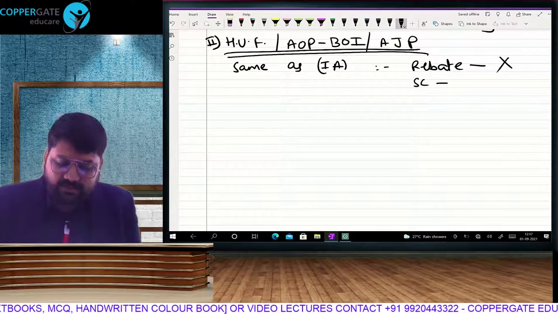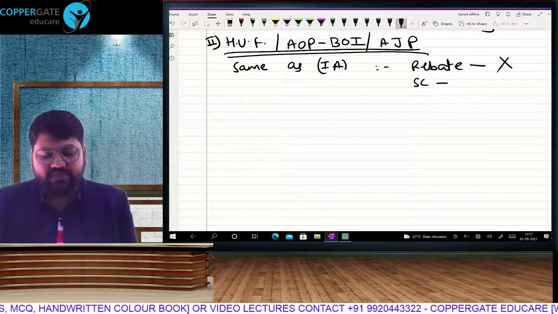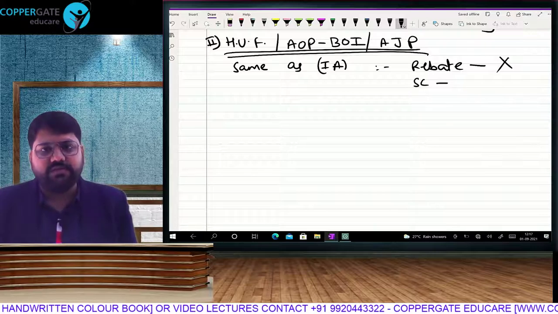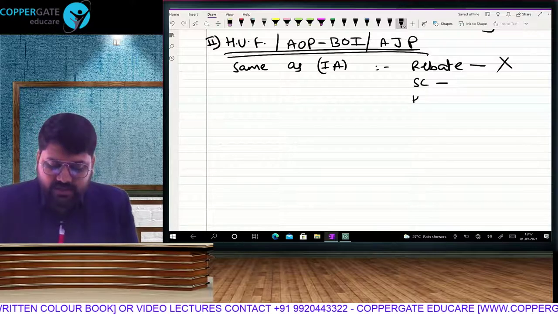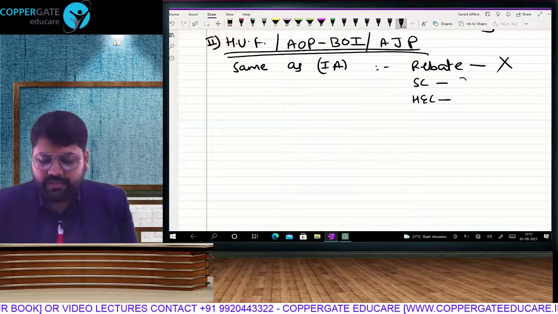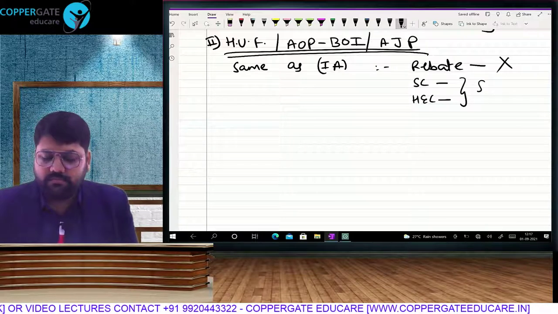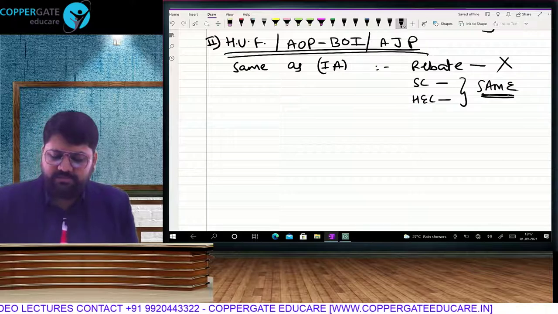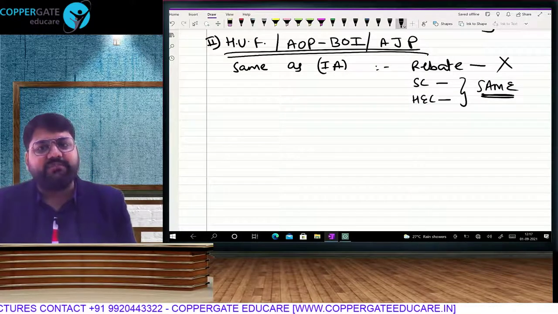Next was the concept of rebate. Sorry, after rebate, the concept of surcharge. And after surcharge, the concept of HEC. Congratulations. Same. 10, 15, 25, 37.